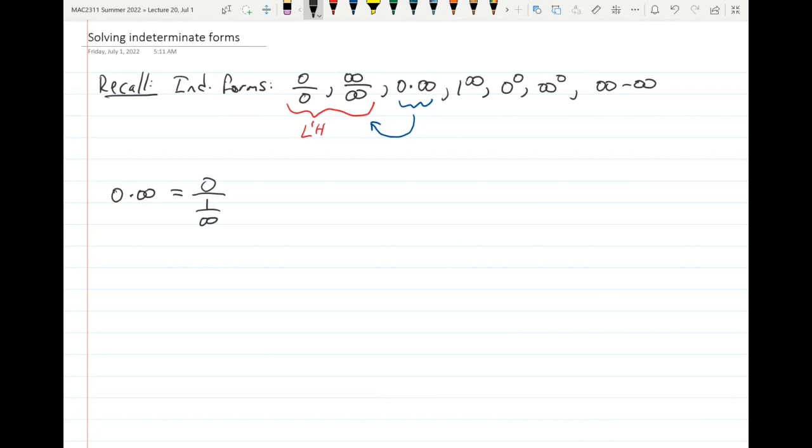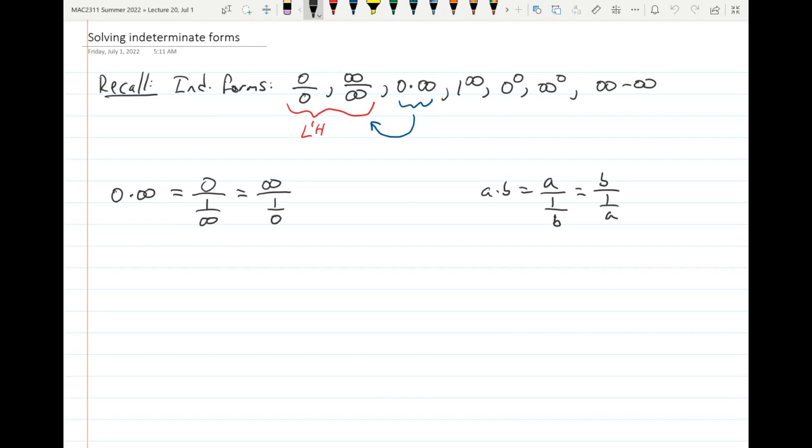Okay? So basically, I'm just using the fact that if you have a times b, this can be written as a over 1 over b. But also notice that you could write this as b over 1 over a. In other words, you can decide what you want to bring to the denominator. So I could also rewrite this by leaving the infinity on top and writing it as 1 over 0.